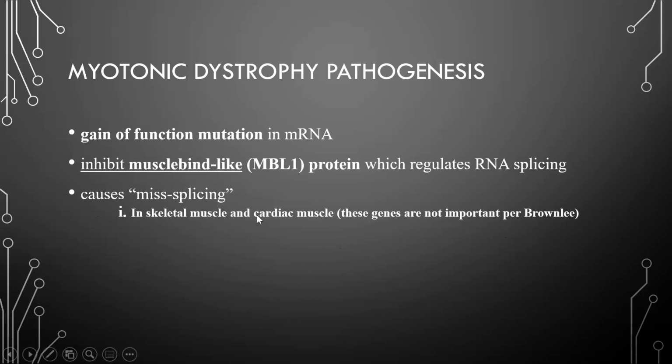Pathogenesis, I had 3 genes here earlier and you'll see them in the notes. He said knowing the later genes for this is not as important, but it's a gain of function mutation and it's inhibiting the muscleblind-like protein, which is regulating the RNA splicing. So you're missplicing certain genes within cardiac muscle and skeletal muscle. And knowing those specific genes is not as important.